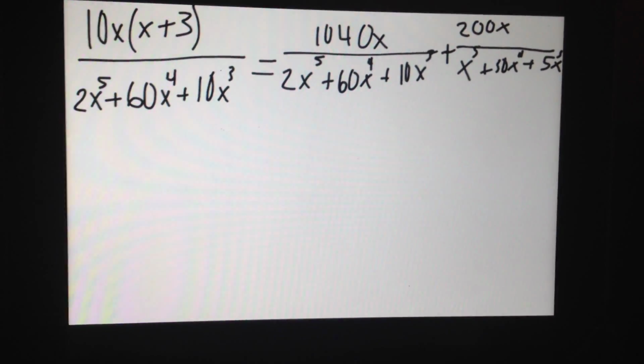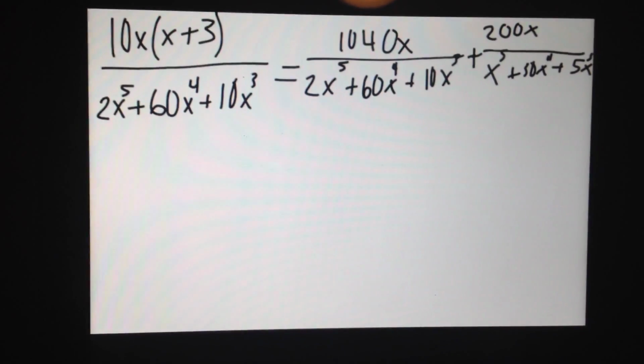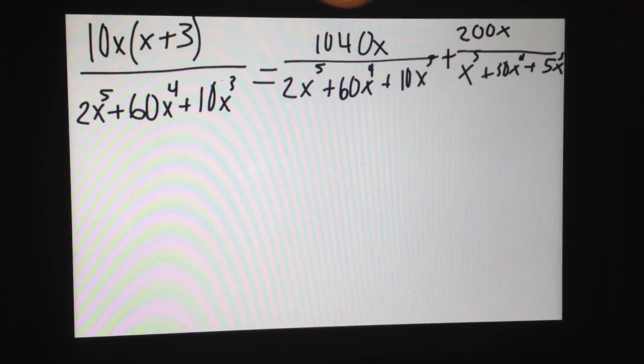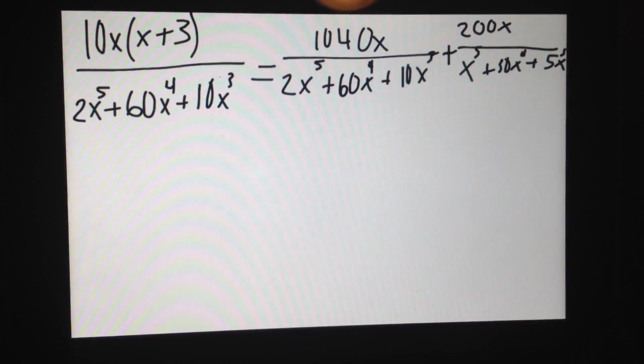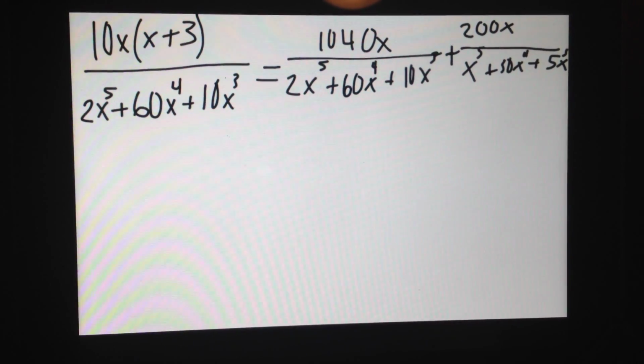With the rationals we've been dealing with lately, we have only been simplifying them. We haven't been solving for them. We'd end up with the completely simplified version of it, but we would never solve for x. So now that we have this equal sign right here, we're going to solve for x.